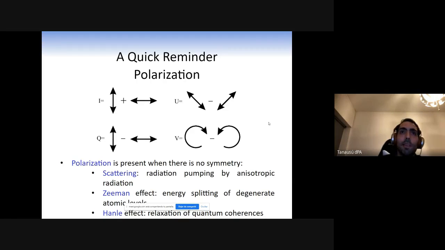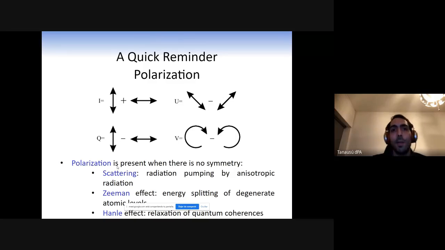We characterize the polarization with the 4 Stokes parameters, where Stokes I is just the intensity that represents the total amount of energy that the electromagnetic wave is transferring. And then the rest of the parameters are defined as the difference of oscillations in orthogonal directions. In this way, Q and U define the linear polarization, and V defines the circular polarization. It is important to know that the polarization is present when there is a lack of symmetry.